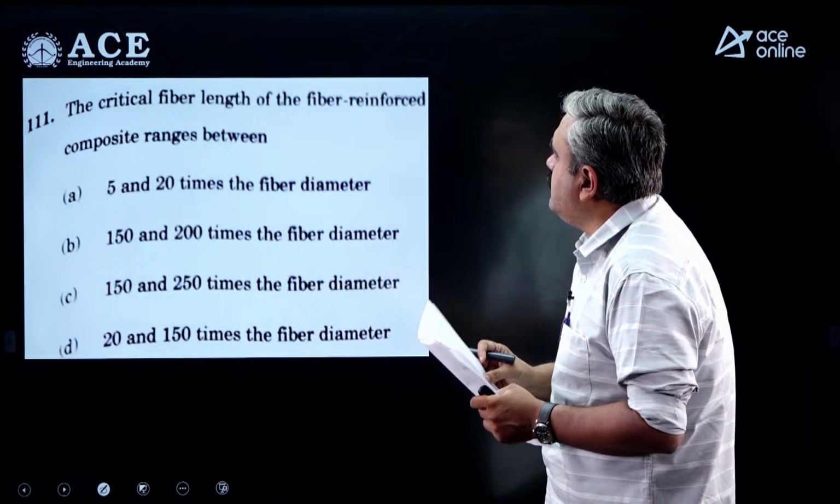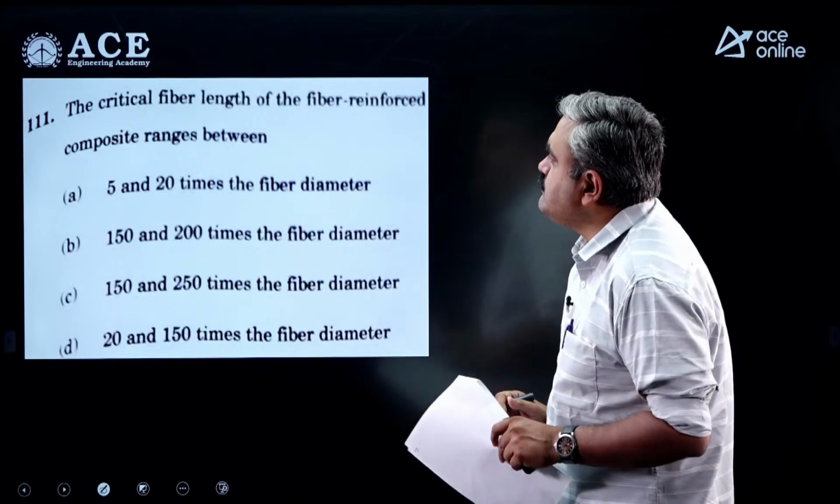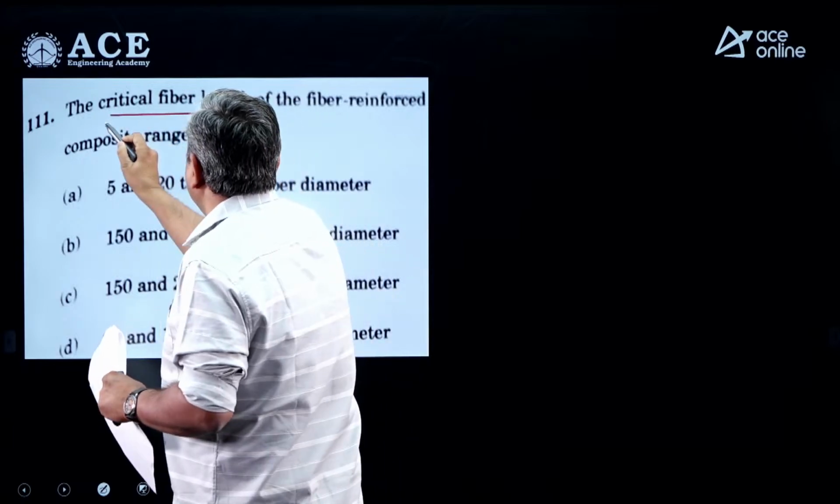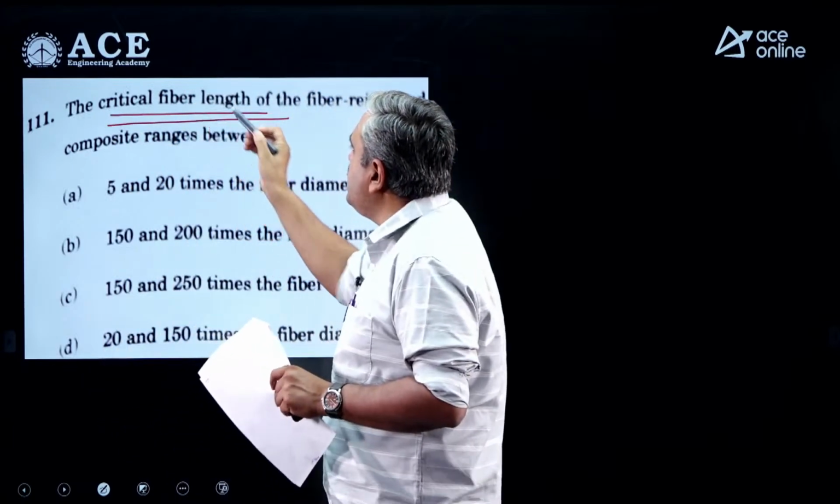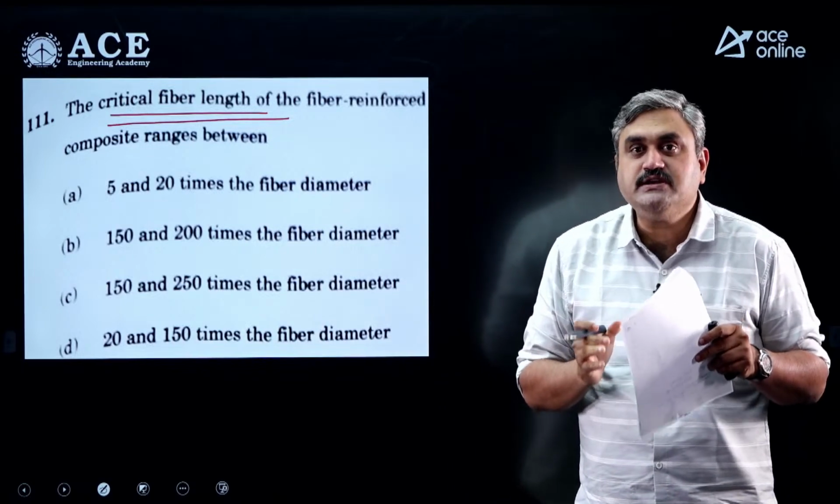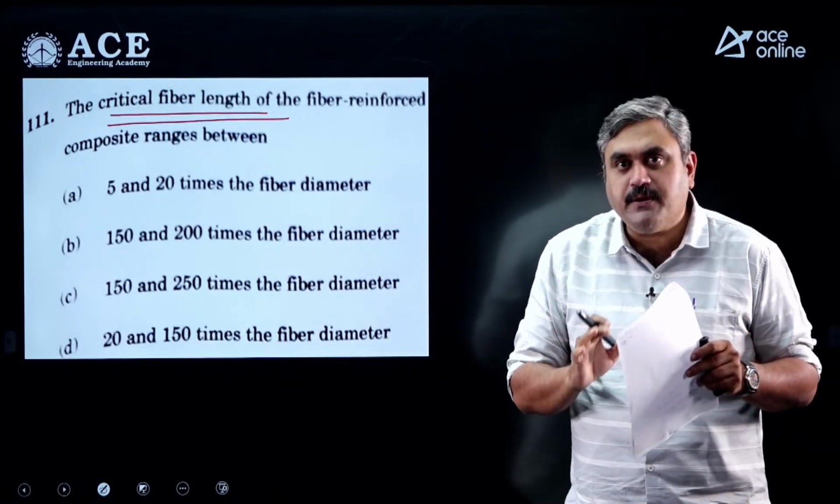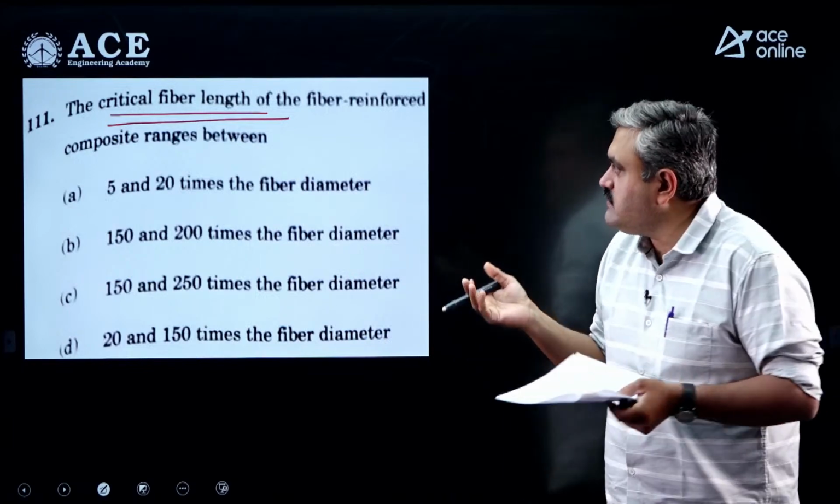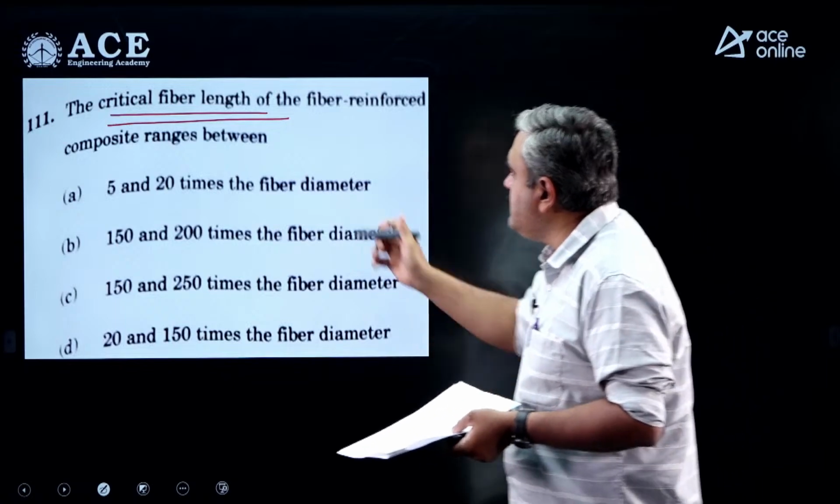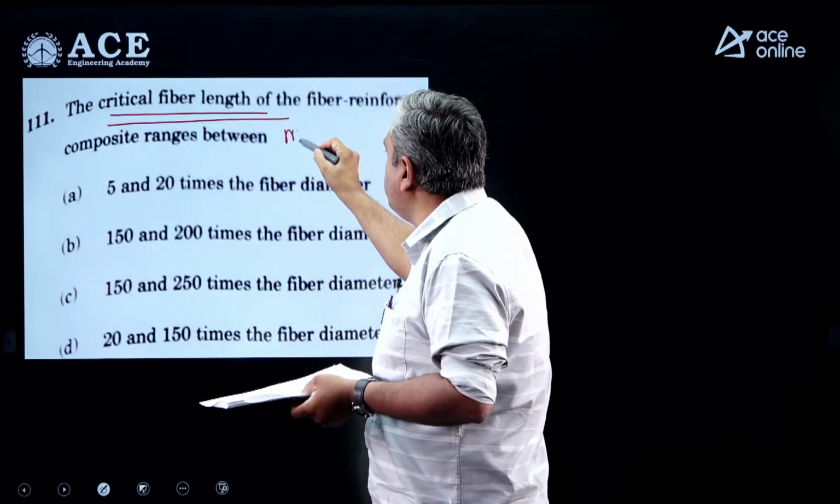This is the last one. The critical fiber length of a fiber reinforced composite ranges from. So this is not so direct. Very rarely we will see these types of questions. Critical fiber length means whatever optical fiber cable you lay, how much pressure it can take externally so that its operation does not get affected. So there is no particular value because he did not mention the nature of the optical fiber. Generally this will be in mm.